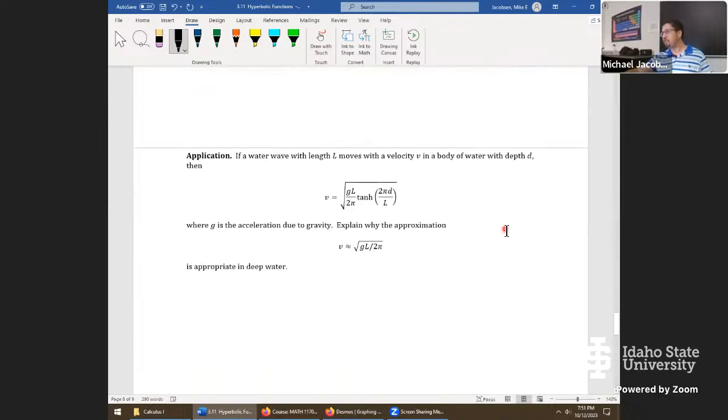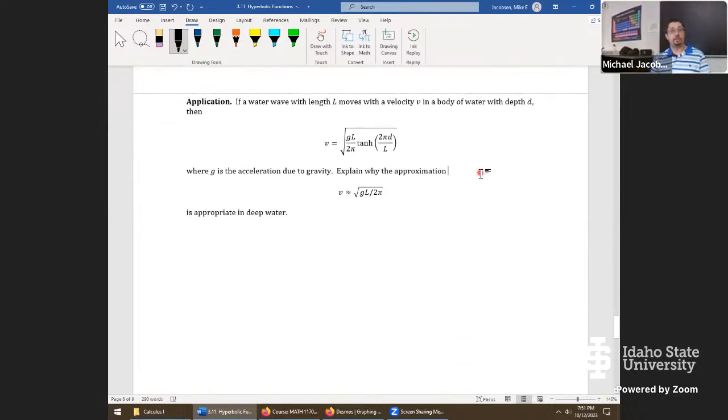The reason for an application on this one is, well, we already are very familiar with loads of applications to trigonometry. Anything that's cyclic or periodic, like temperatures, waves, things like that, you can model with a periodic function. Hyperbolic functions, they do have applications too, and this is a pretty decent one. Here it says, if we have a water wave with length L, so that's the length of the wave, if it moves with a velocity v, we have a v right here, that's a dependent variable, in a body of water with depth d, d is right here for depth, then the velocity of that wave is modeled by this format right here.